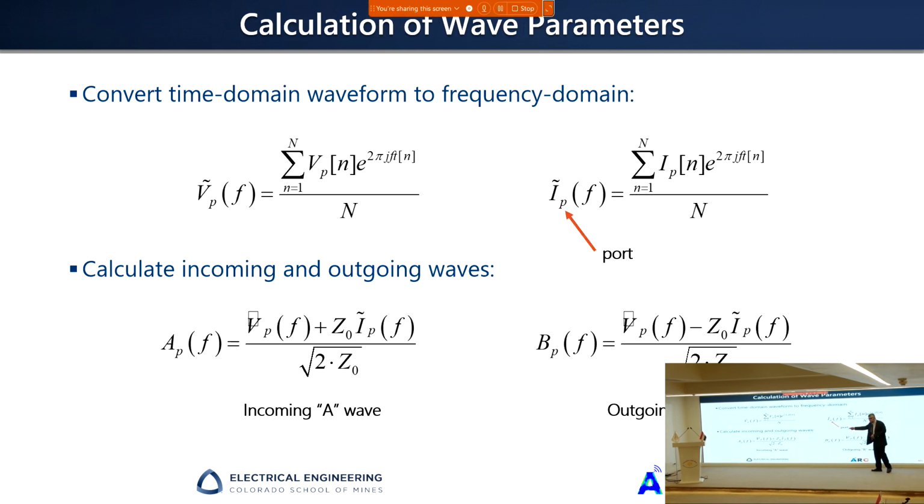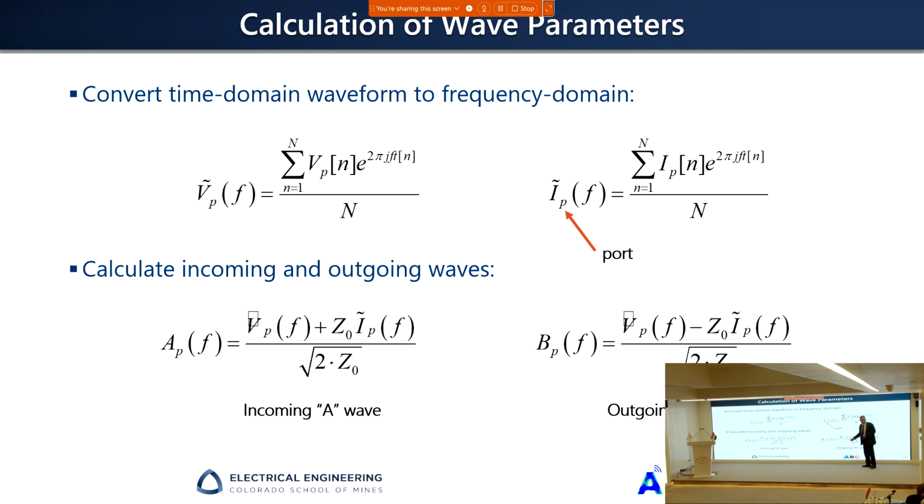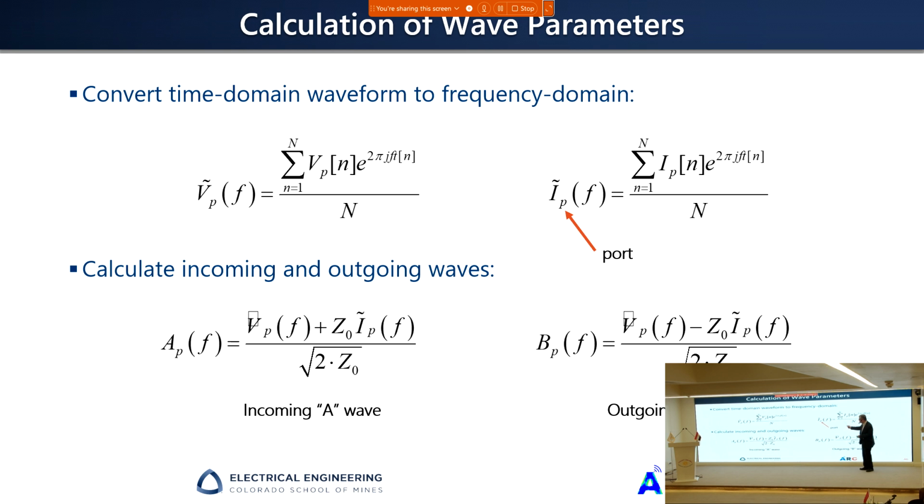Remember, the A wave and B wave for a nonlinear device are frequency domain components. That's why I have to convert this to frequency domain, and they are represented in terms of voltage and current. So I use the expression that came out of the finite difference time domain simulation to construct the A and B waves. Once I construct the A and B waves, then the X parameter for this device is already defined. I can have it as a black box.